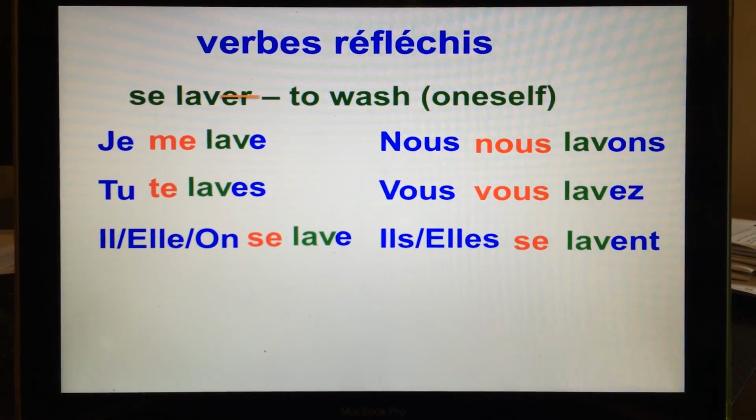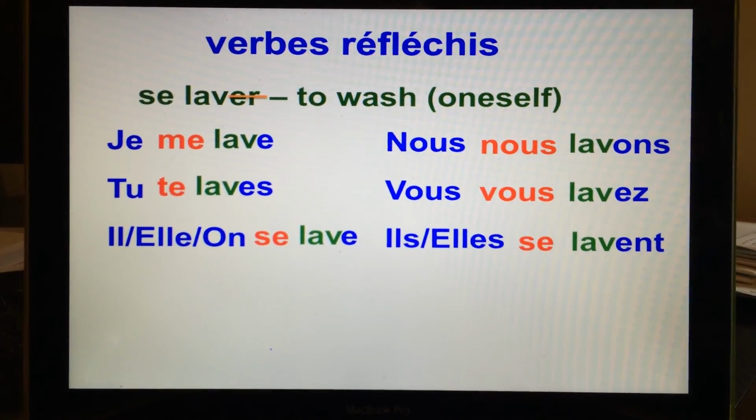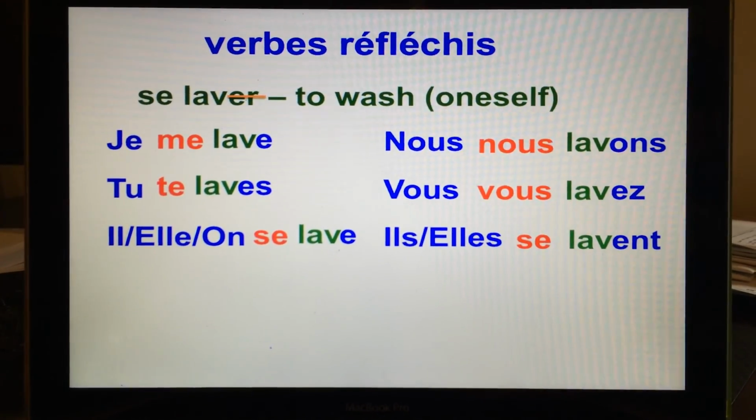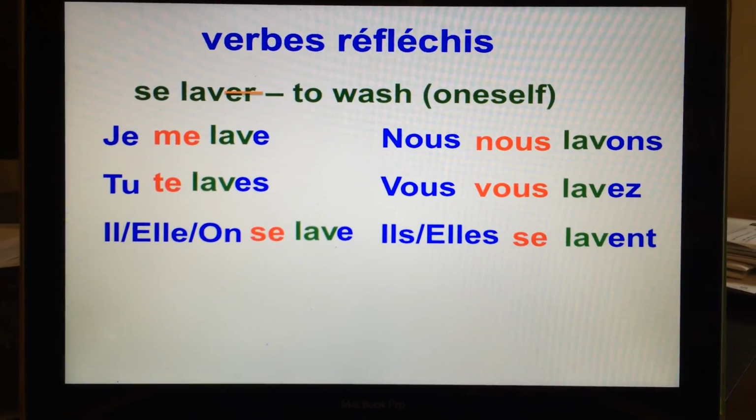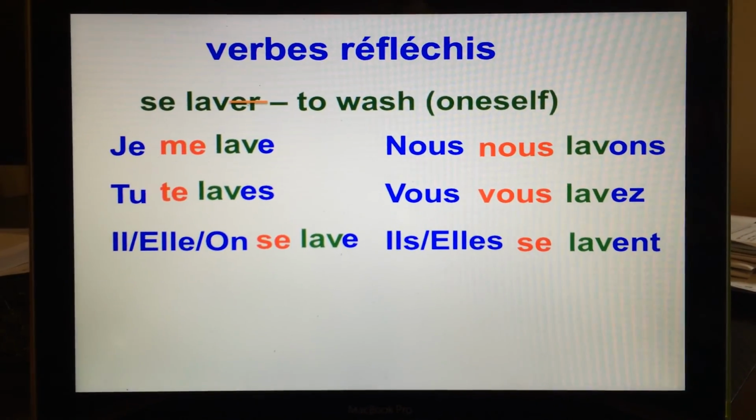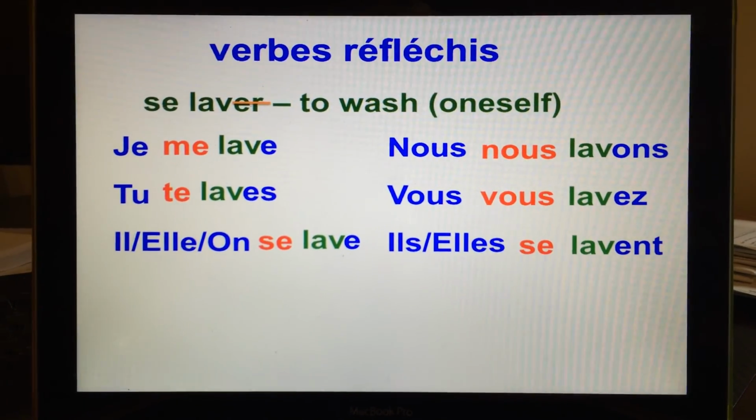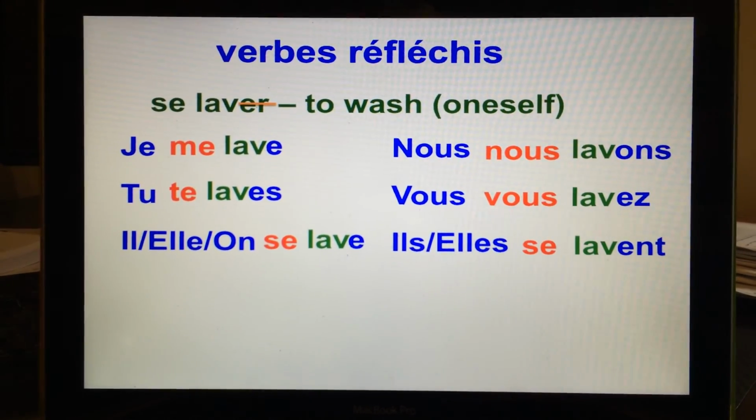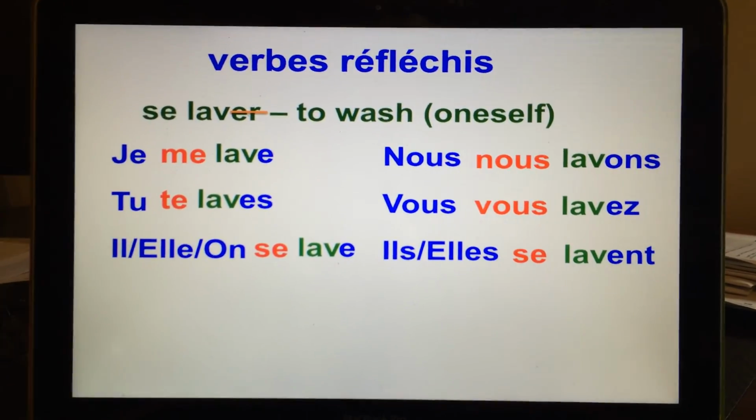We have je me lave, literally I wash myself. Tu te laves, you are washing yourself. Il se lave, he is washing himself. Nous nous lavons, we are washing ourselves. Vous vous lavez, you are washing yourselves. And ils se lavent, they are washing themselves. Okay, take a moment, hit pause, copy down this table onto your notes, and when you're ready to proceed, hit play again.